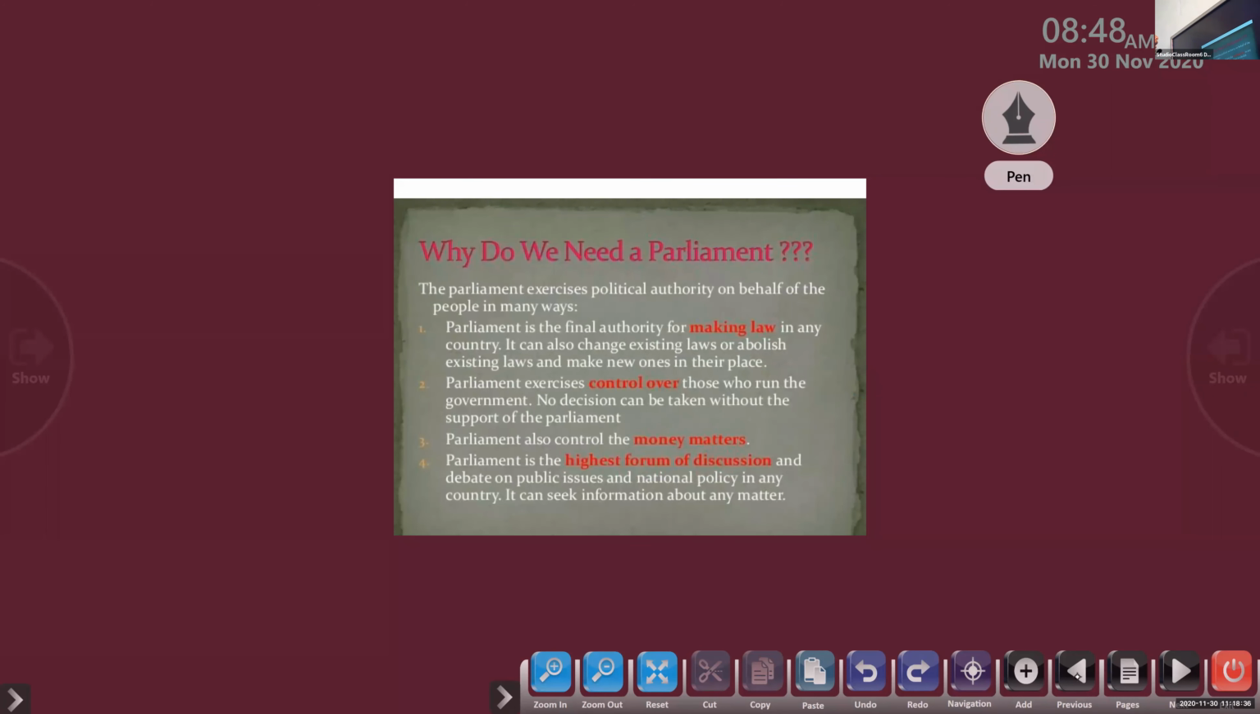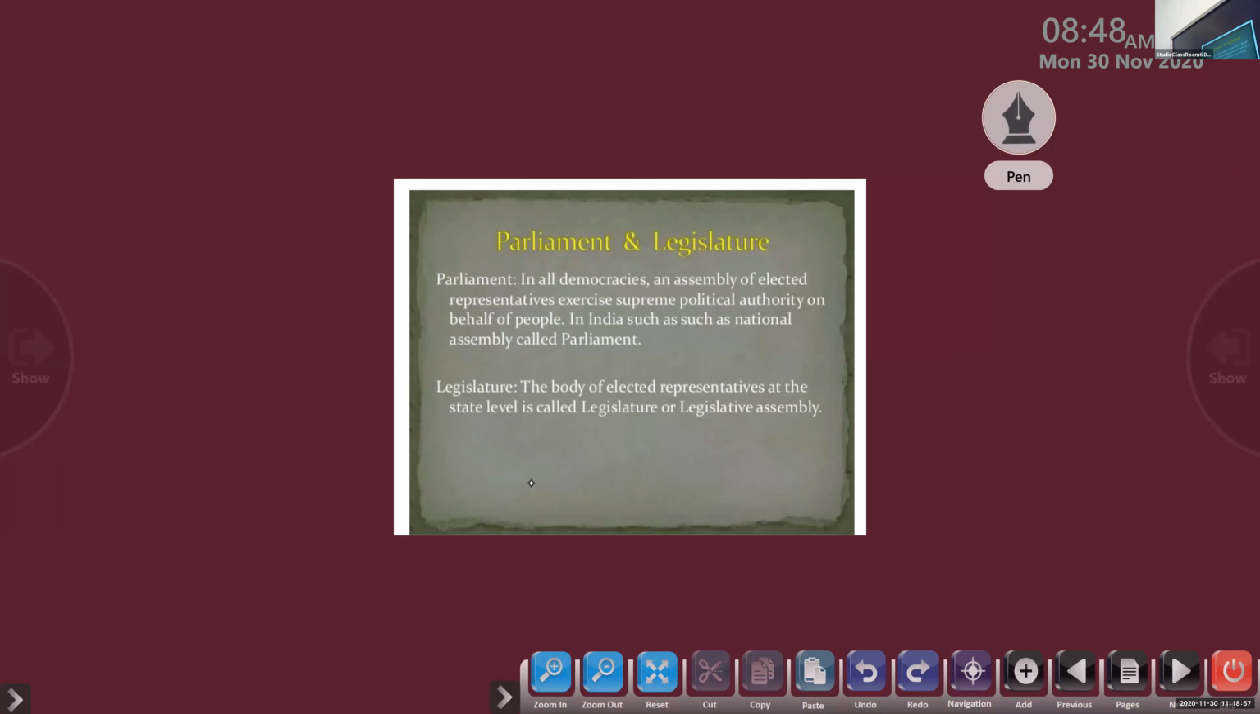So first is, why do we need a parliament, or how does parliament exercise political authority on behalf of the people? It does so through lawmaking, control over the government, especially in money matters, and it is the highest forum of discussion and debate. Then we discuss what's the difference between a parliament and a legislature. Legislature is the body of elected representatives at the state level, and parliament is an elected body of representatives at the central level.